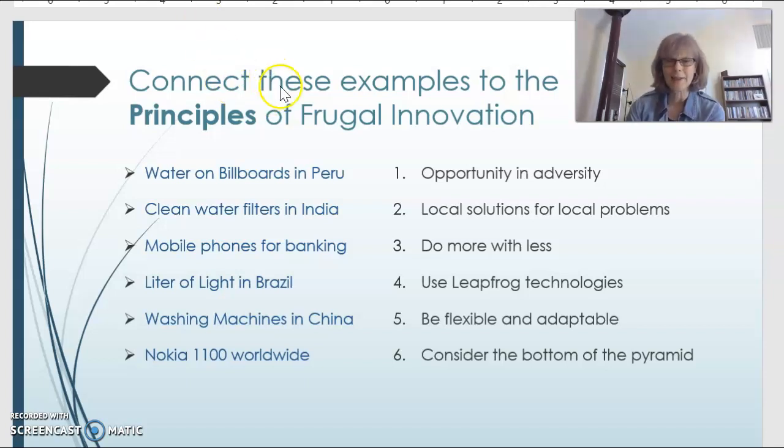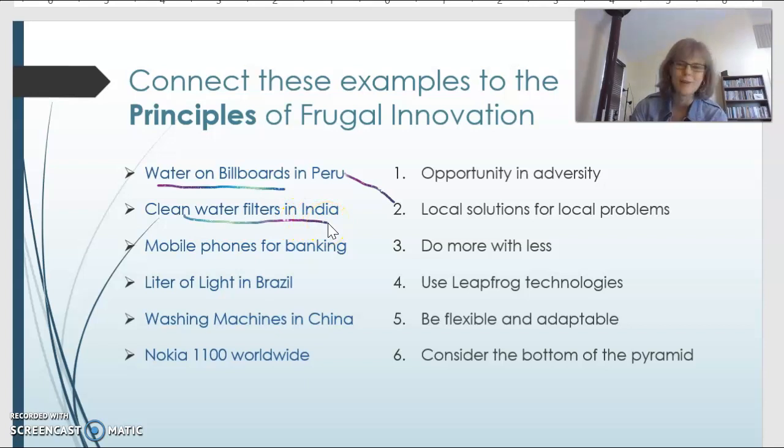So as I look at these examples, I see first water on the billboards in Peru. And as I said, that's a really good example of local solutions for local problems. The clean water filters in India, that was the first one they gave with that picture on page 267. And that was really trying to show us an opportunity in adversity.